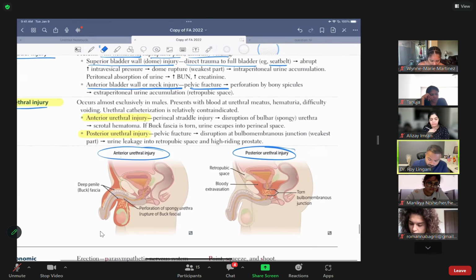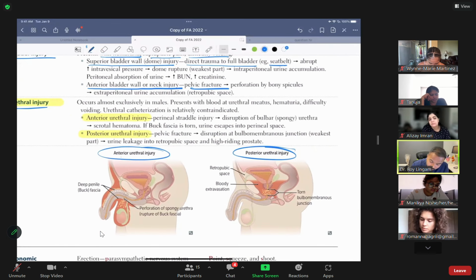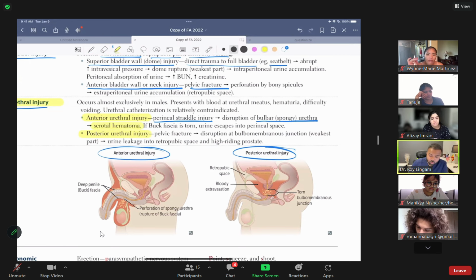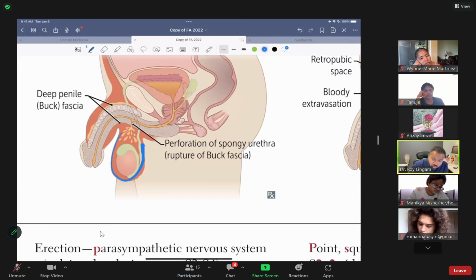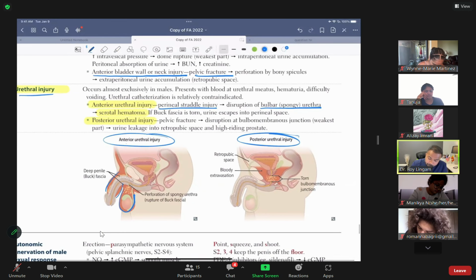So let's talk about this anterior. Anterior is a straddle injury, disruption of the bulbar urethra. They have what we call hematoma. What you see in the picture is hematoma: blood around the scrotum and blood around the penis. Those are called hematoma. The blood is accumulating there, folks. Okay, that's a hematoma. So that's anterior urethral injury.